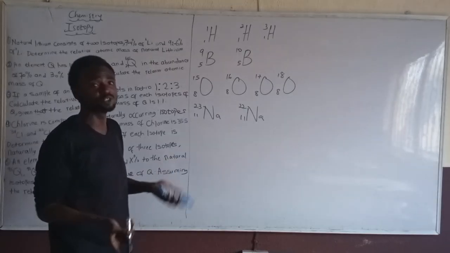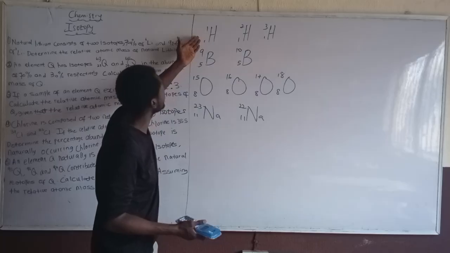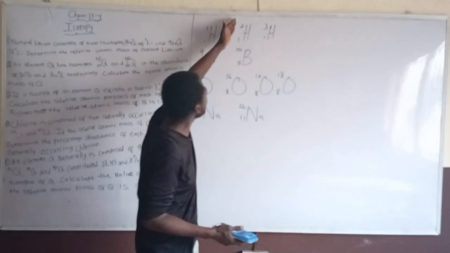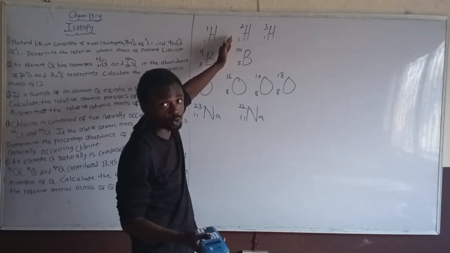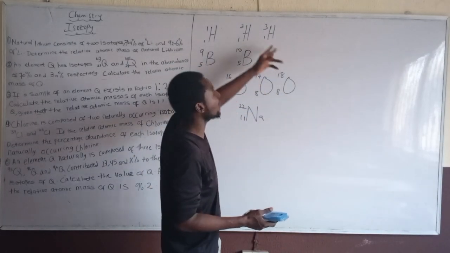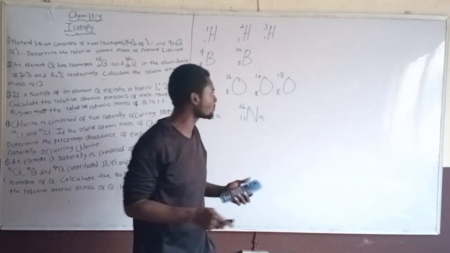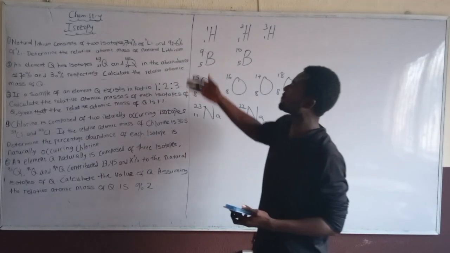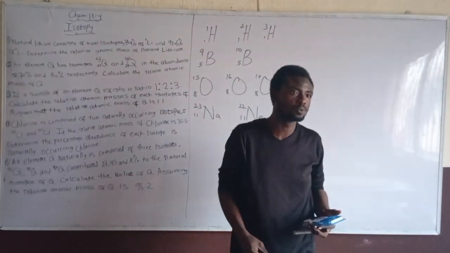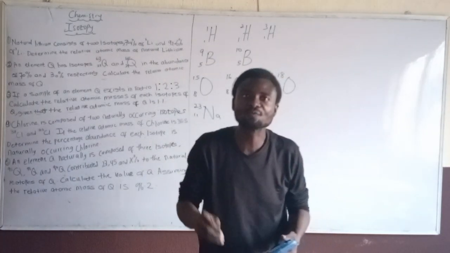Now the ones for hydrogen have special names. Hydrogen 1,1 is called protium, 2,1 is called deuterium, also called heavy water, and 3,1 is called tritium, the radioactive isotope of hydrogen. Having said this, we have 5 questions to solve on isotopes. Don't forget: the same atomic number with different mass.